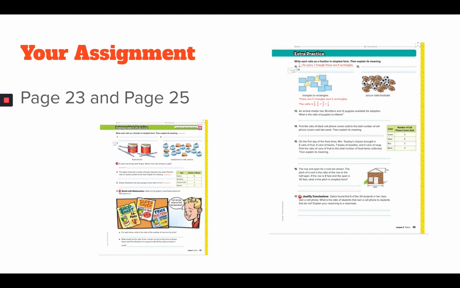That's it. Your assignment today is page 23 and page 25 in your book. There is an answer key attached to your assignment where you can go ahead and put your answers. I want to point out one thing.